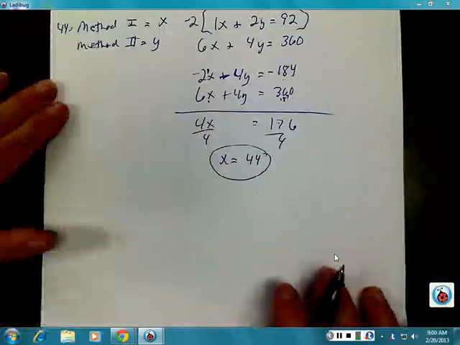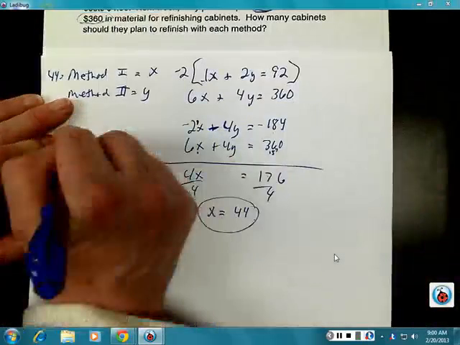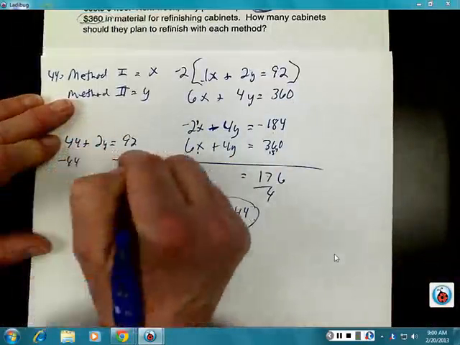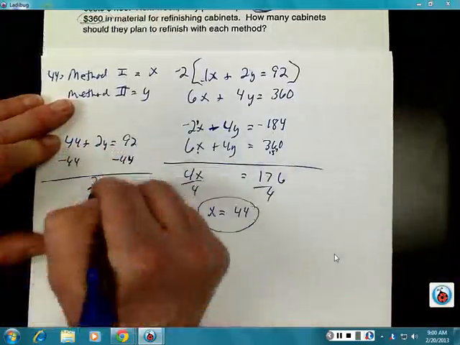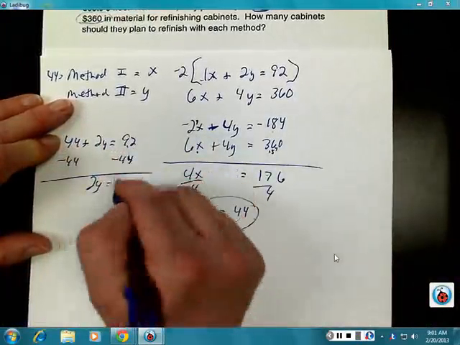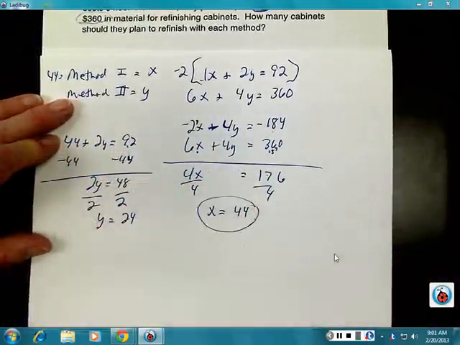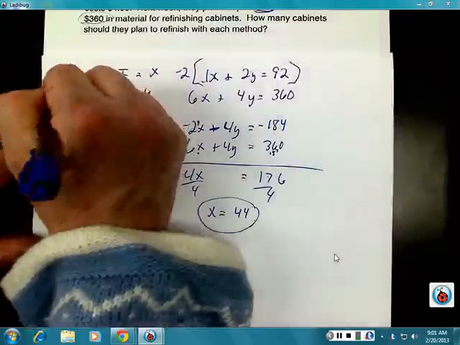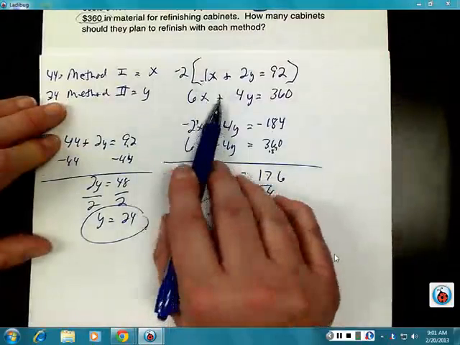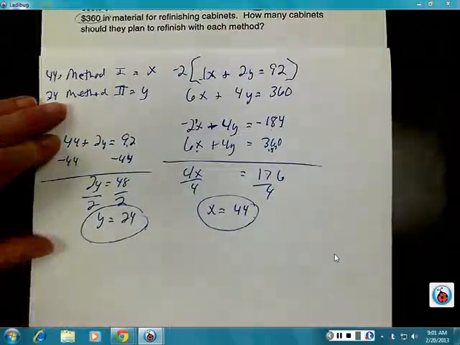How many do I do in method 2? So I'd have to plug 44 back in where x is at. Subtract 44. Get 2y, and 92 minus 44 is 48. Divide by 2, and I find y is equal to 24. So I can do 24 items with method 2, and if I check it, plug it back in, 6 times 44 plus 4 times 24 should end up equaling $360 if I did it right. We okay?